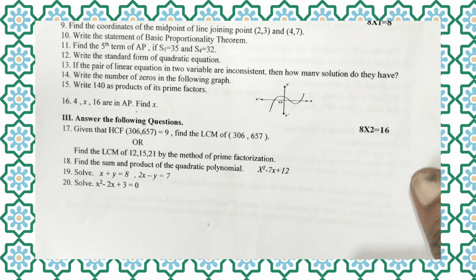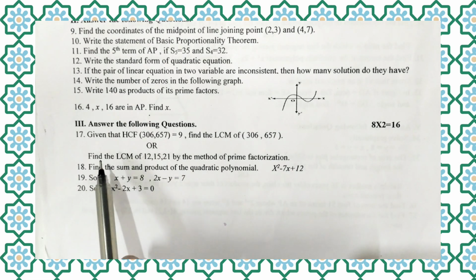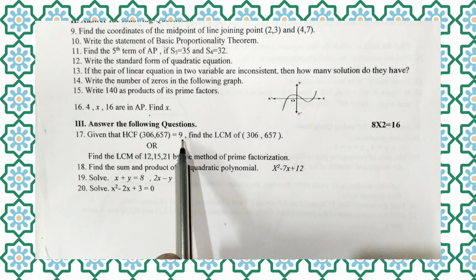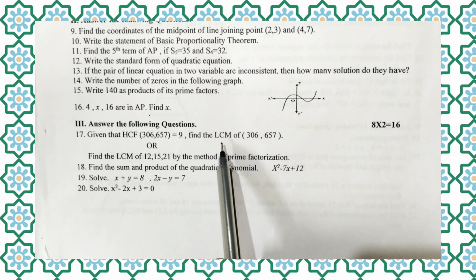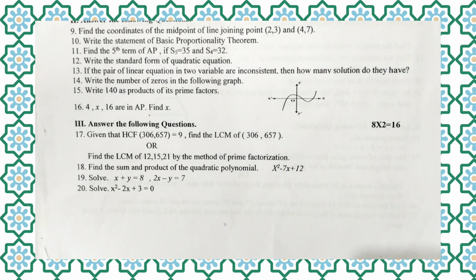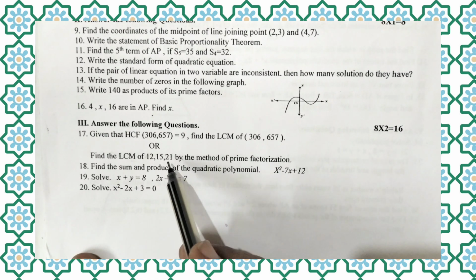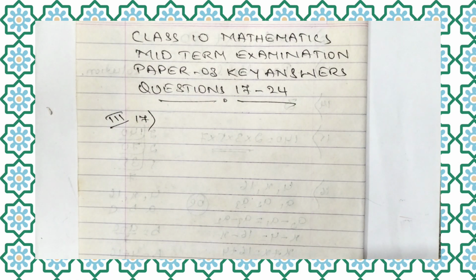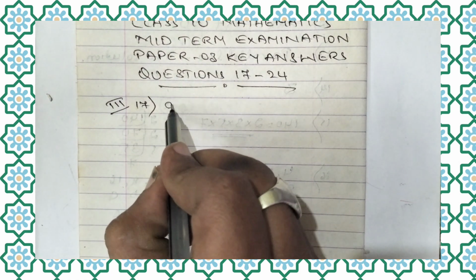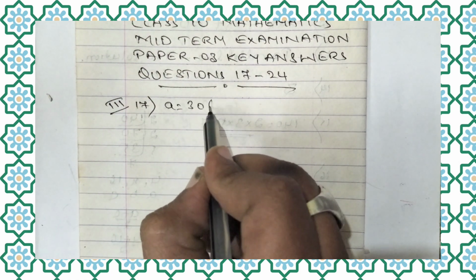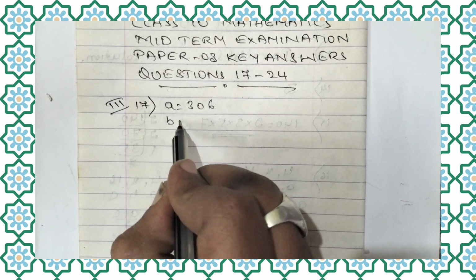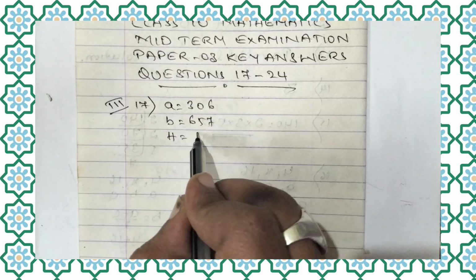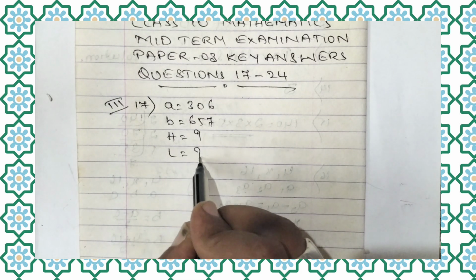The first question of 2 marks is: given that HCF of 306 and 657 is 9, then find the LCM of 306 and 657. There is an internal choice question as well. So let us solve both the questions. In the 17th question, A is equal to 306, then B is given, which is equal to 657. Then HCF is given as 9. We have to find out LCM.